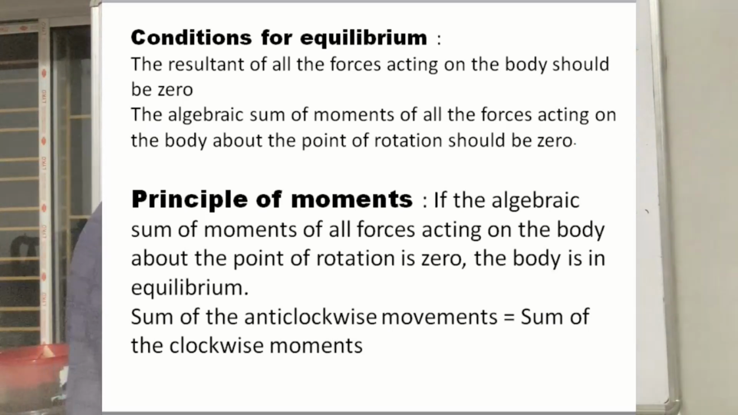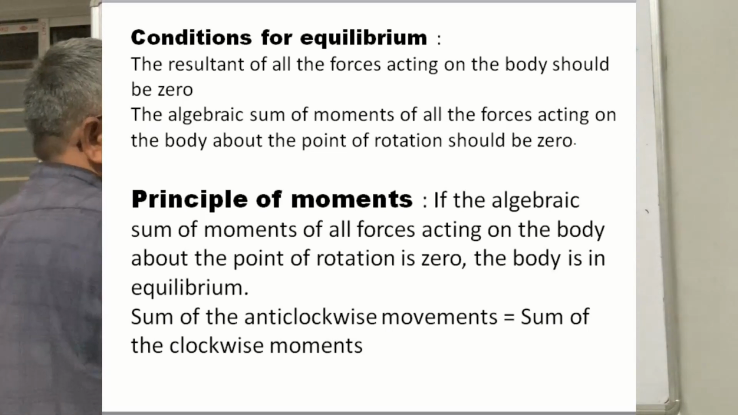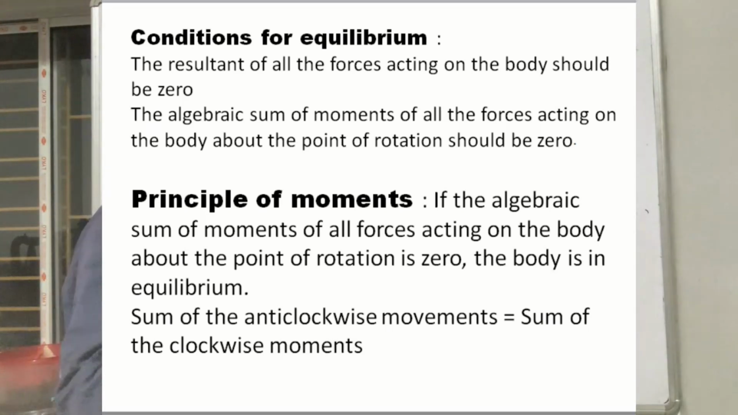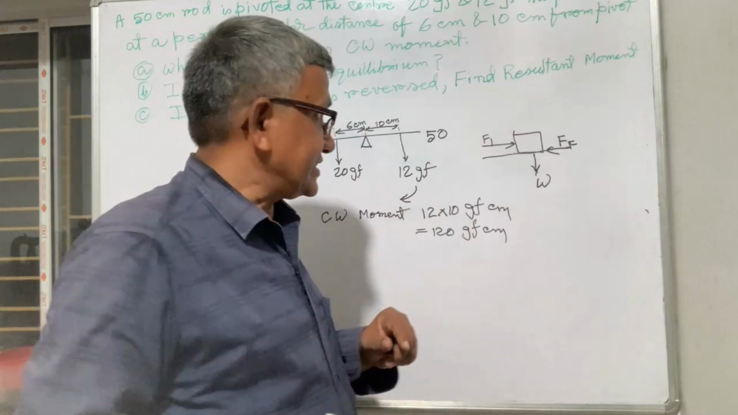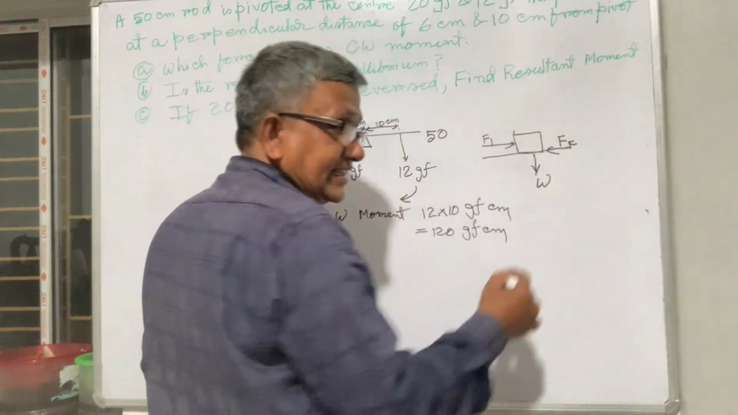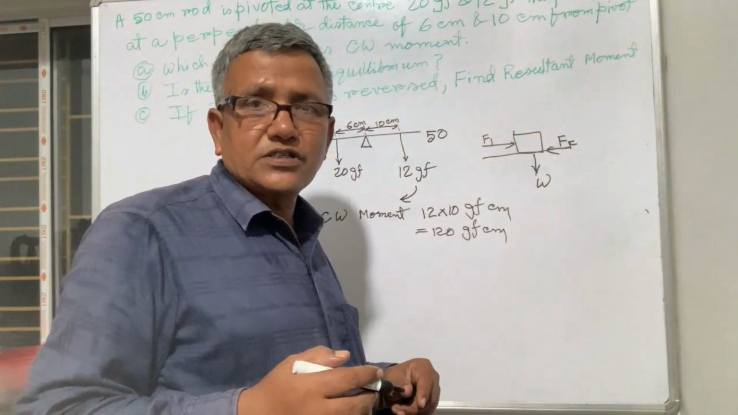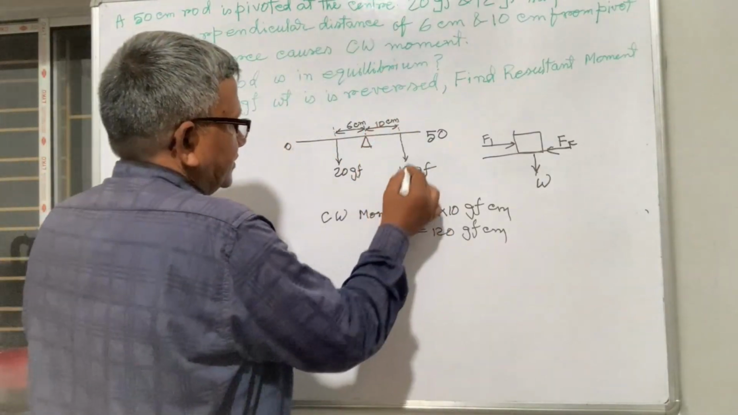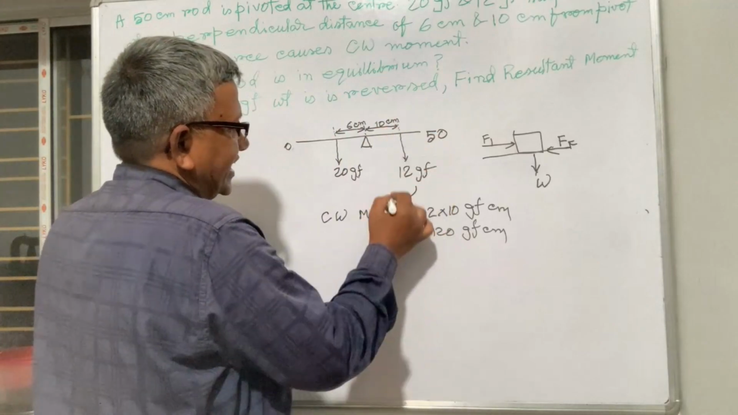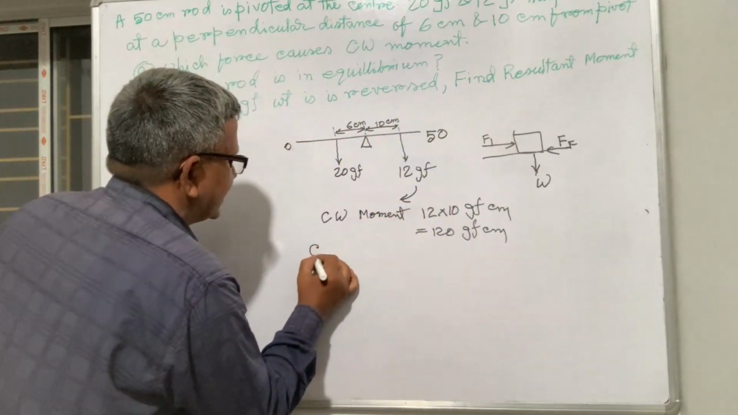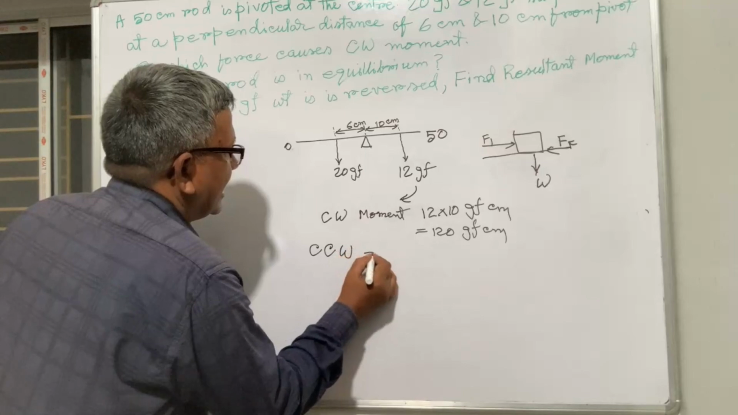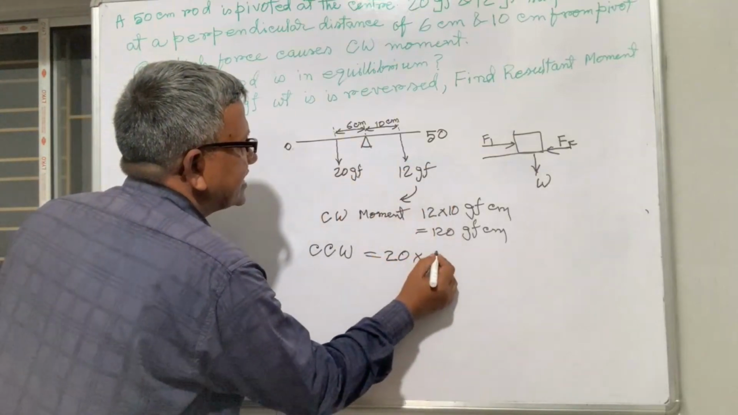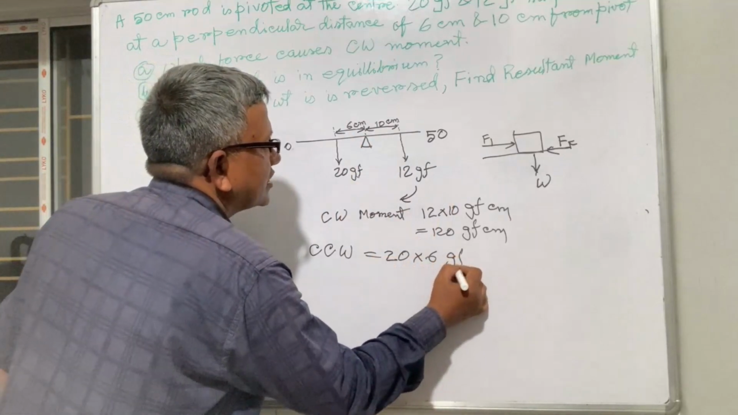The video will be long. Now here I can say the clockwise moment and anti-clockwise moment are equal, and the resultant of the forces is 0. Two conditions I am telling. Now here comes equilibrium. This is clockwise. I am getting the anti-clockwise moment as 20 into 6 gram force centimeter.